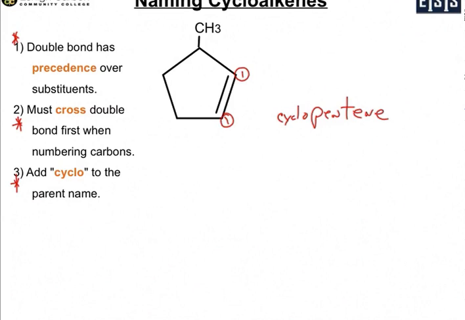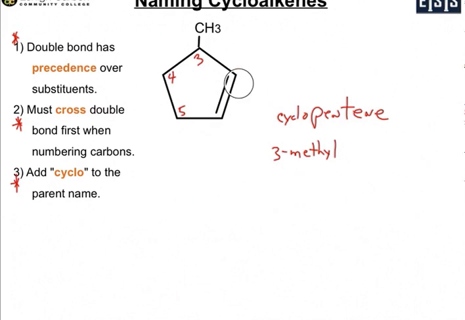Now, we know we have to start with one of those two carbons, but rule number two here says that once we pick one as a one, then we have to cross the double bond as we number. So if we start here, if we say that's number one carbon, number two has to be across the double bond. So that has to be 2. And so now we're going in a counterclockwise rotation. This is 3, this is 4, and this is 5. So if we pick it that way, the methyl group here would be a 3-methyl group.